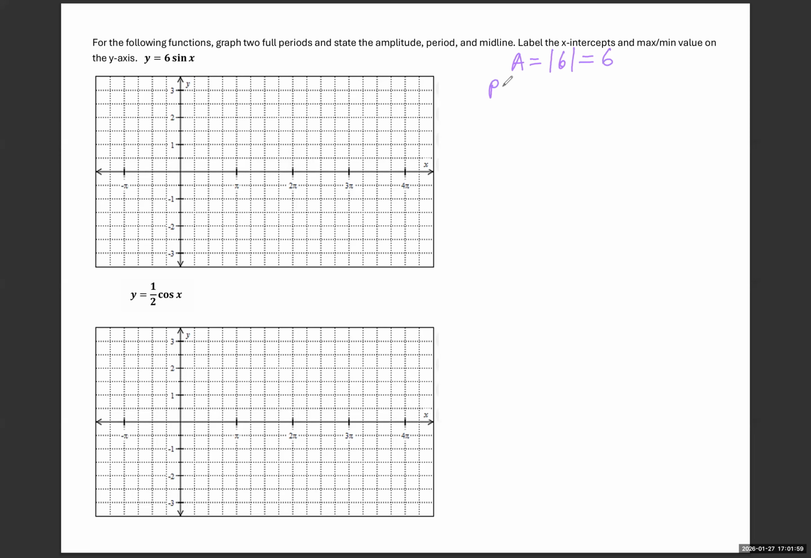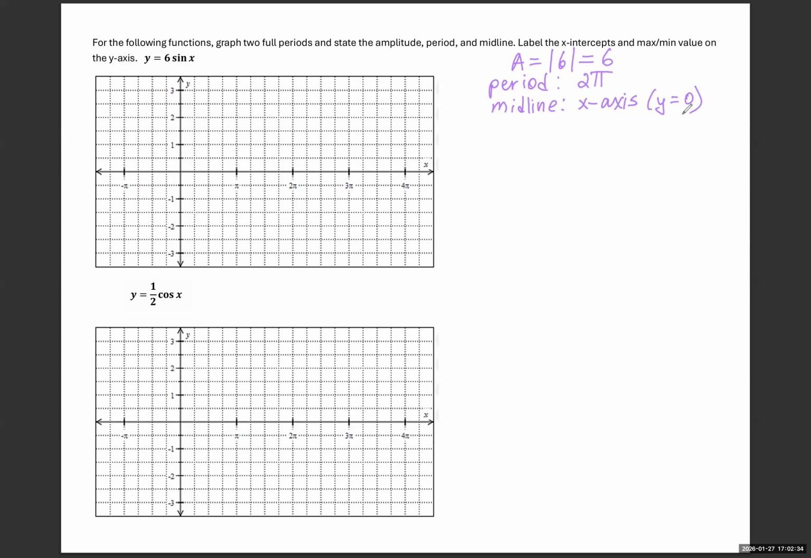Now the period, since we do not have any numbers in front of the x, the period is just the fundamental period for the sine function, which is 2 pi. Midline, we do not have a midline. This function is not shifted up or down, so midline is at 0 or the x-axis. You can also say y equals 0.